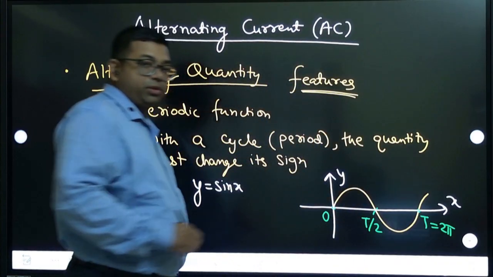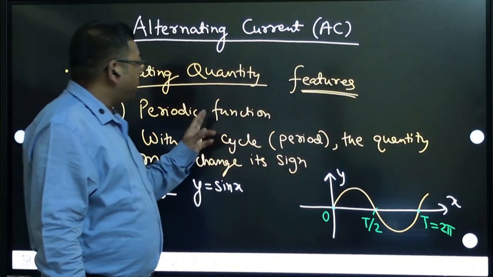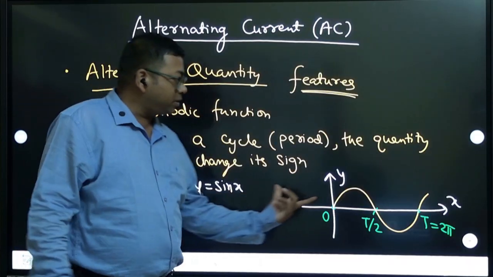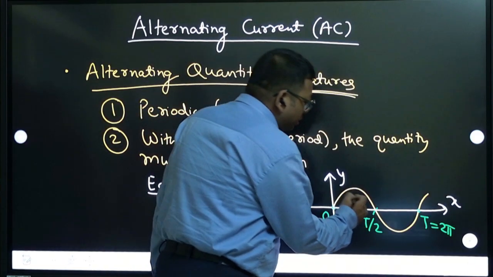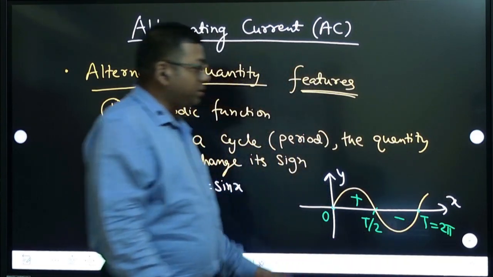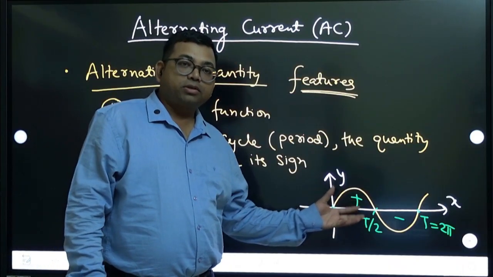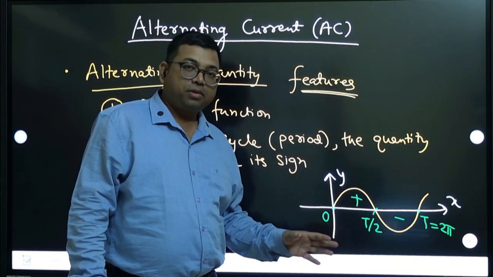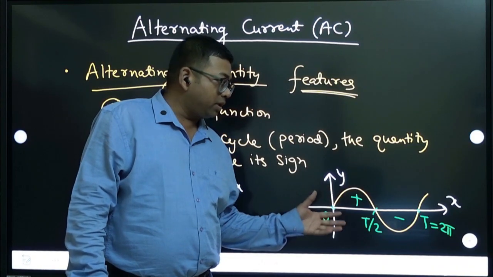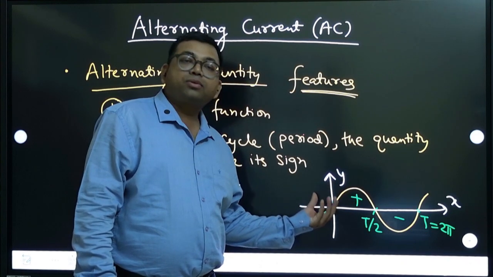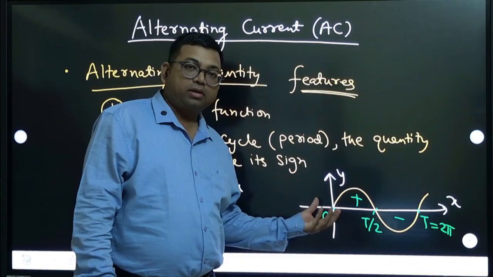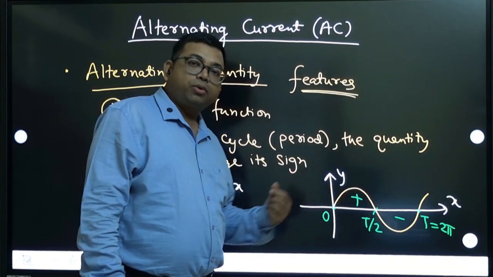And the graph repeats. So first of all, it is a periodic function. Second is that within a period, the signs are changing. Here it is plus and this is minus. That means first half cycle it is positive, next half cycle it is negative. Now it is important to note that it is not necessary that within a cycle the first half should be positive and the next half negative. One quarter can also be positive, right?